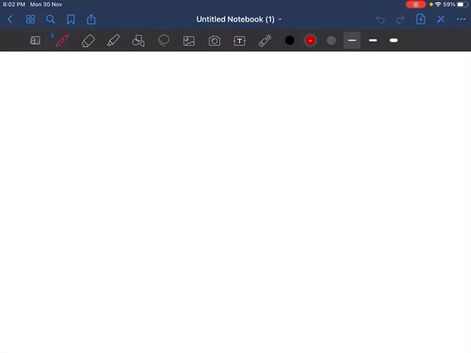So what I am about to start is integration by partial fractions. So what is this all about? First thing we need to know is that it's all about fractions.